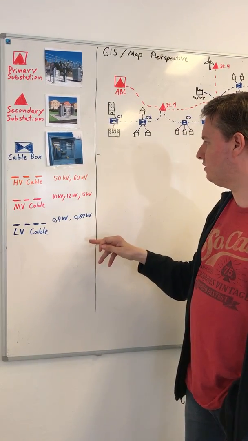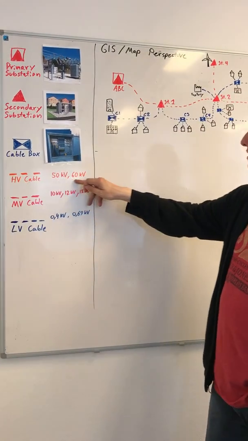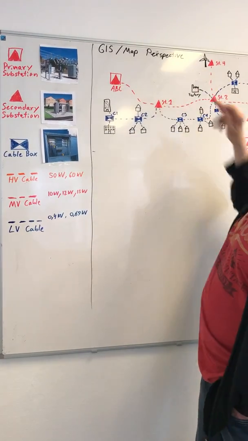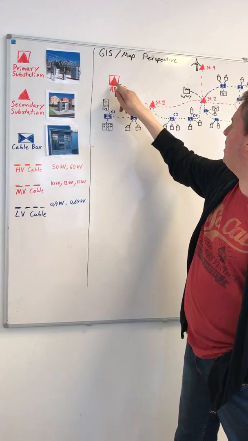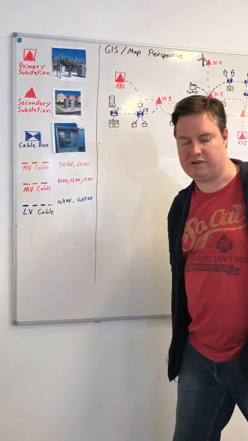Okay, I also wrote the high voltage cable here, but I actually didn't draw any. I forgot that. The high voltage cable is coming into the primary substation. I just forgot to draw them. Okay.